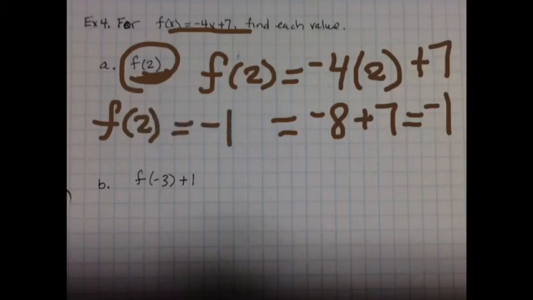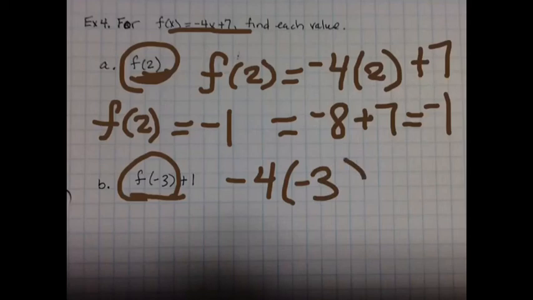Let's try another one. Here, we're asked to figure out what is y when x is negative 3, and then add 1 on to whatever that is. So f of negative 3 plus 1 is basically what's y when x is negative 3, then add 1 onto whatever that is. So again, in the function, we're going to replace x with the value here. So we have negative 4 times negative 3 plus 7. That's all the function.